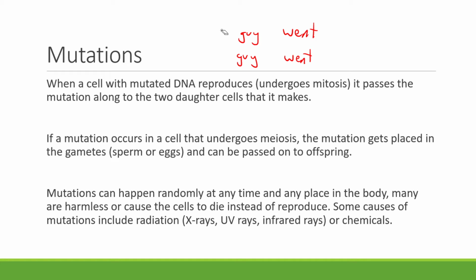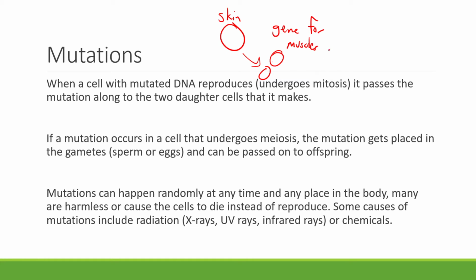When mutations happen, it's really easy for a mutation to happen in a cell that doesn't use the protein that got mutated. For example, if a skin cell mutates and the gene for muscles gets messed up, that doesn't affect the skin cell. Every skin cell that follows will have the genes for muscles mutated, but none of these are ever going to become muscles, so it doesn't really matter.